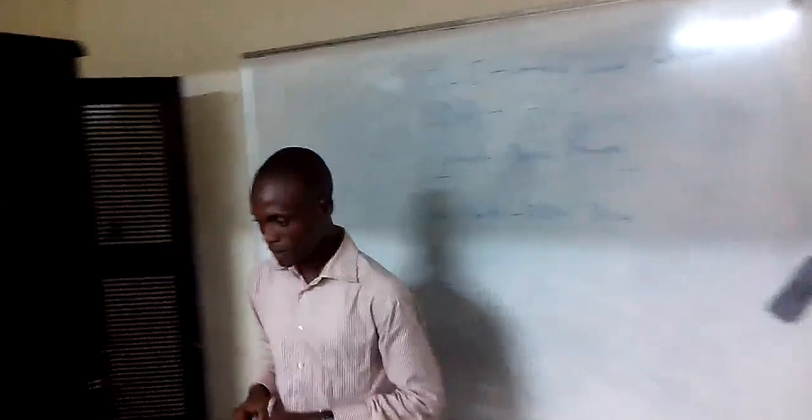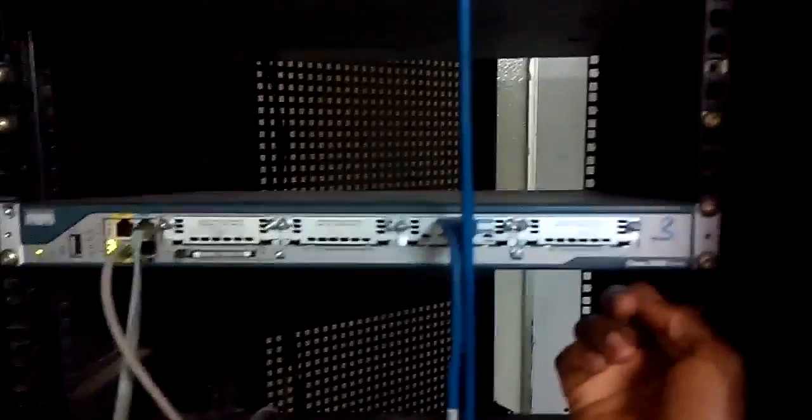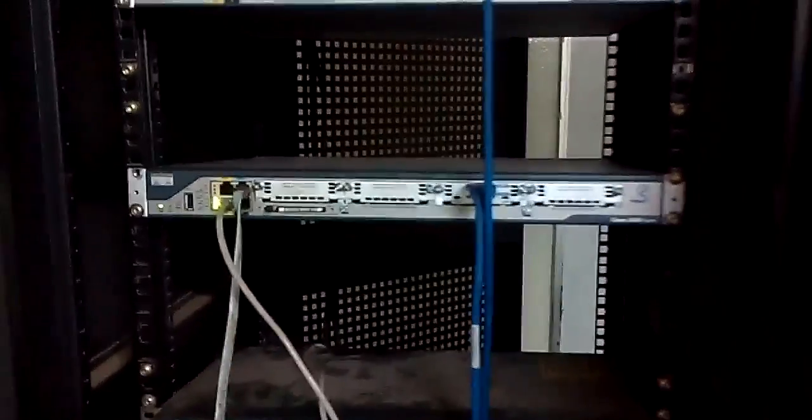Now here is a Cisco 2800 series router. I'm going to have a console connection from this Cisco router to my desktop computer. This is the console cable. I'm going to plug it into the router on the console port. Then I will go to my desktop system and plug the serial end of the console cable into the serial port of the PC.